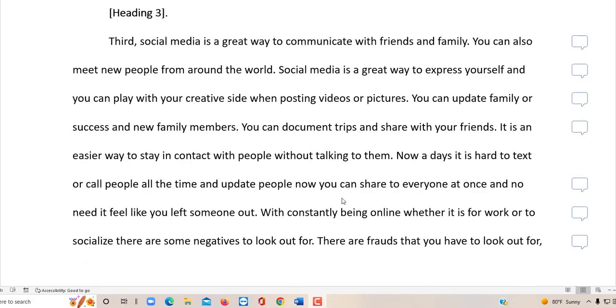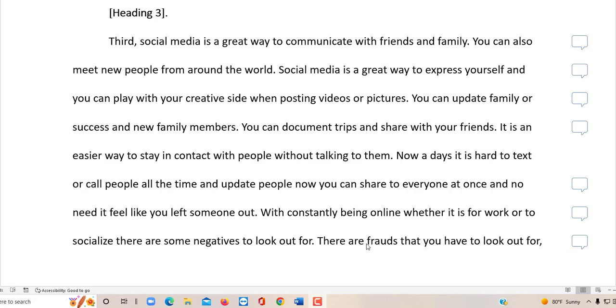And nowadays it is hard to text or call people all the time. Now a person can share to everyone at once and no one can feel like a person has left someone out. With constantly being online, whether it is for work or to socialize, there are no negatives to look out for.